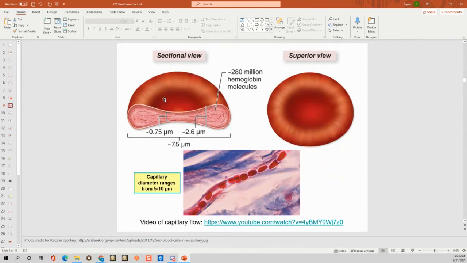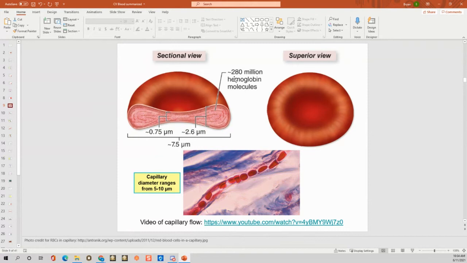One, they're biconcave. This is important because this isn't flat, it's curved on both sides. The more surface area that a piece of material has, the more area something has to bind to it. So as we make a red blood cell biconcave, looking a little bit like an inner tube or a donut, we increase the area that oxygen and CO2 and hydrogens and other things can bind to this red blood cell. Really cool aspect of the red blood cell.